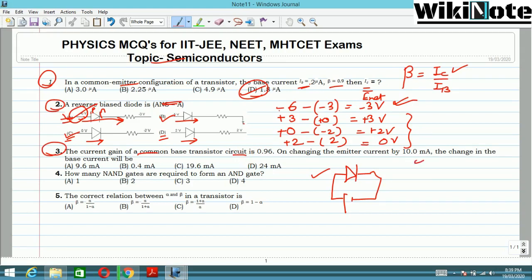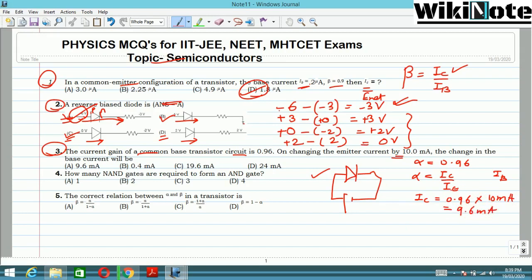So common base means alpha, and which is given 0.96. On changing the emitter current by 10 milliampere, the formula for alpha will be IC upon IE. So they are changing it by 10, and the change in the base current is asked. So first we'll calculate this. IC is equal to alpha times IE, so IC will be equal to 0.96 times IE, and IE is your 10 milliampere, and you will get IC as 9.6 milliampere.